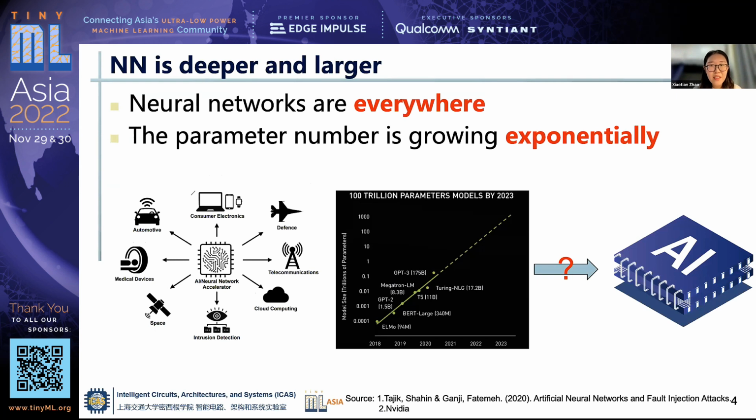In recent years, we know that deep neural networks have made breakthroughs in image processing, target detection, natural language processing, and other practical problems. However, the parameter number in neural networks is growing exponentially. So how can we put more accurate models into the small chip? It is a huge challenge for edge devices.